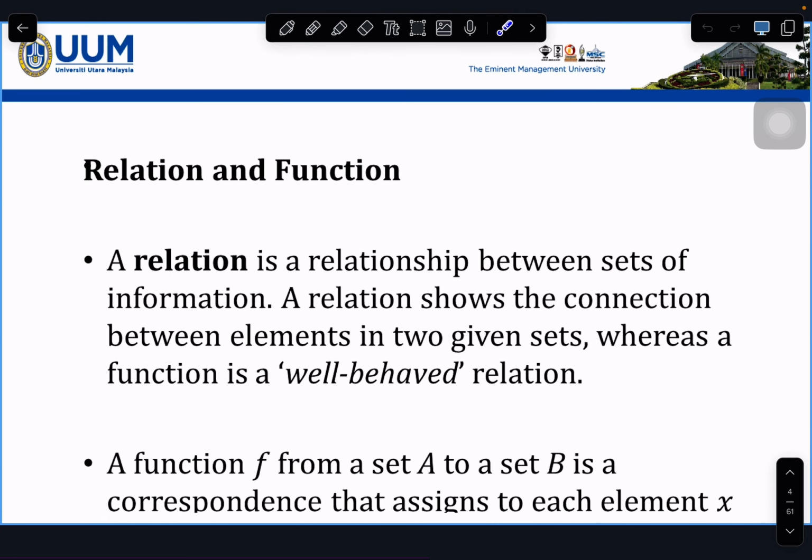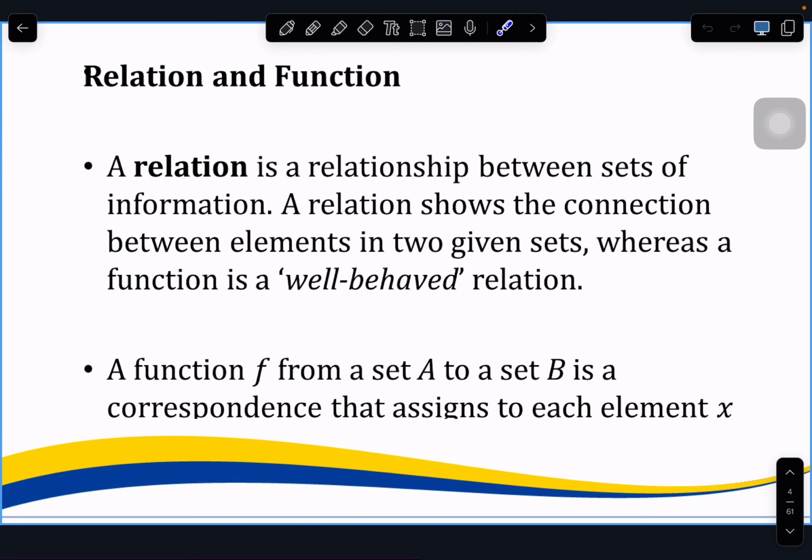Okay. And these are the definitions. A relation is a relationship between sets of information. A relation shows the connection between elements in 2 given sets, whereas a function is a well-behaved relation.